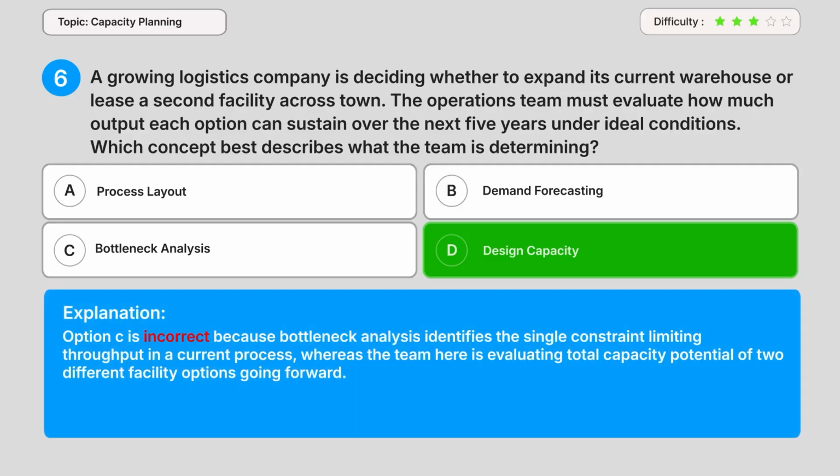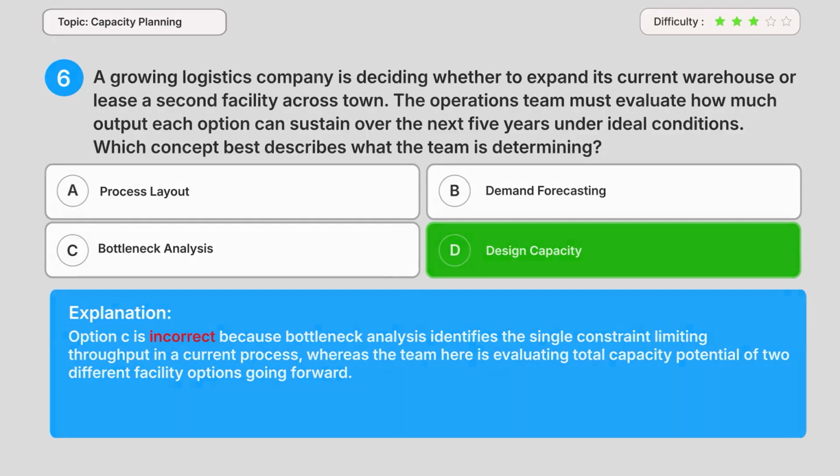Option C is incorrect because bottleneck analysis identifies the single constraint limiting throughput in a current process, whereas the team here is evaluating total capacity potential of two different facility options going forward.